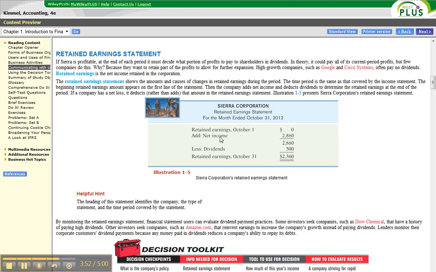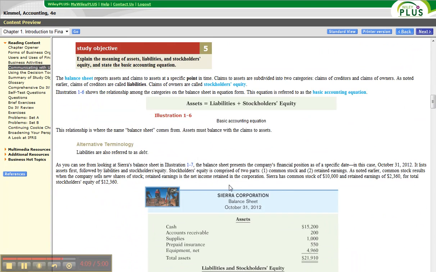Notice it has to be prepared after the income statement because the income from the income statement is a part of this statement, so you can't make this statement without the income statement being made first. And that same logic applies to the next statement as well. Retained earnings ending balance is right here, and that is needed to prepare a balance sheet.